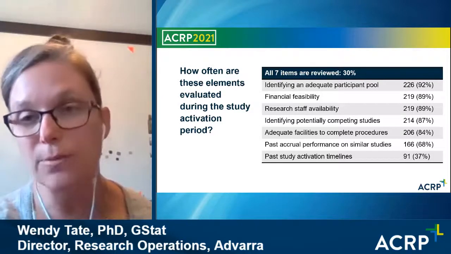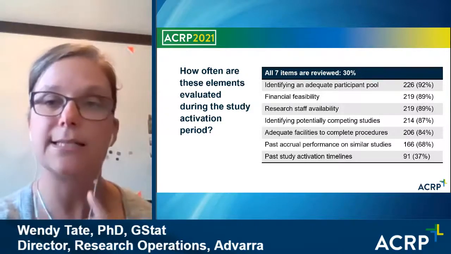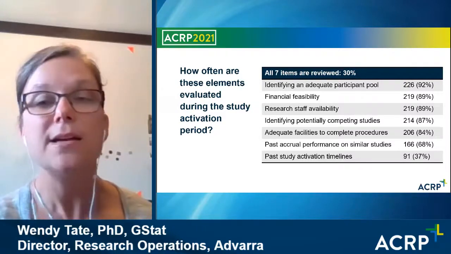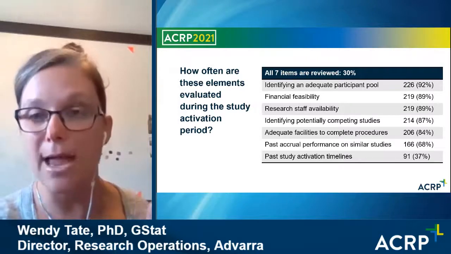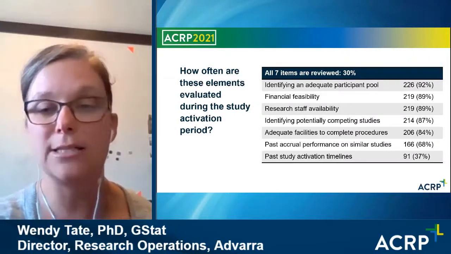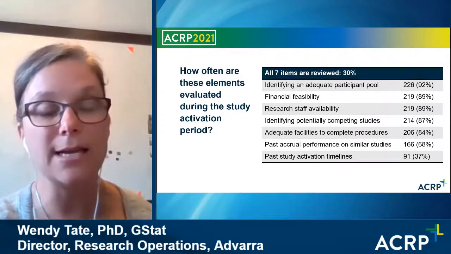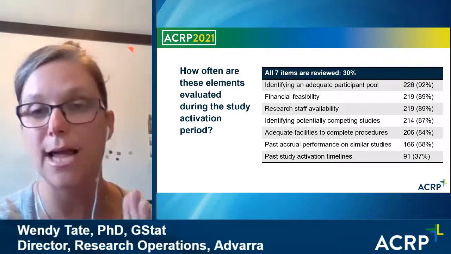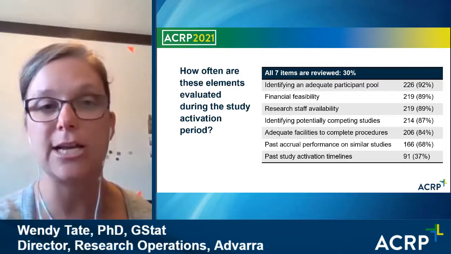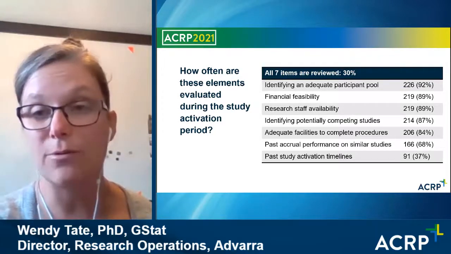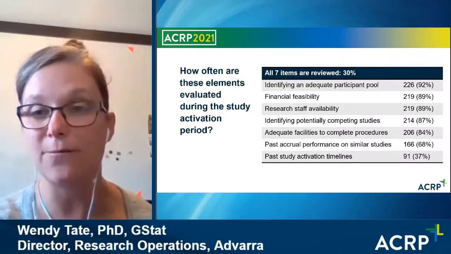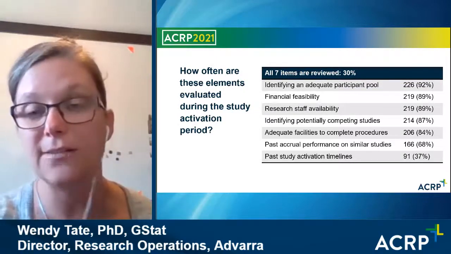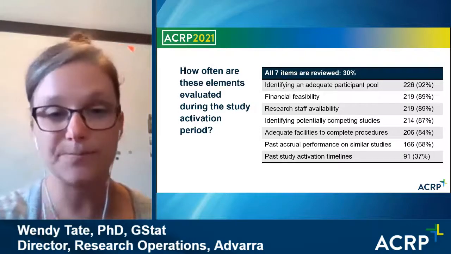And only 30% of our respondents said, yes, we look at all 7 of these elements, less than 1 in 3. So if you want to elevate your site, make it successful, really set yourself up as a research site that can meet its requirements and really enforce good, solid science and medicine in your organization, get a protocol feasibility process in place that's looking at these things up front so that you can set the entire study up for success, not just for activation, but through study conduct.